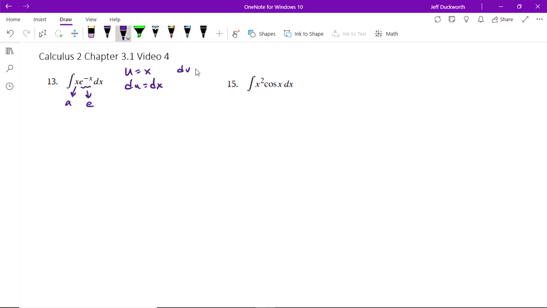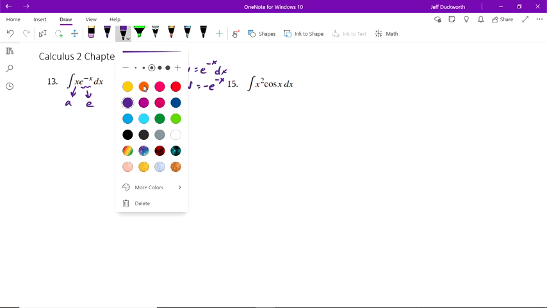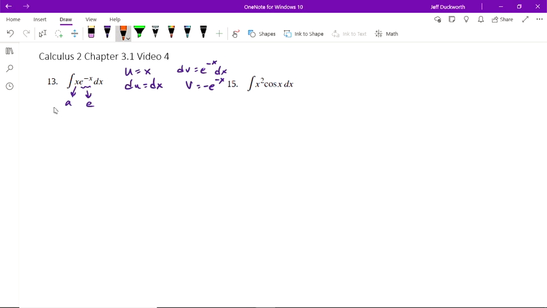And our dv is going to equal e to the negative x dx, which means our v is negative e to the negative x. I'm sure you've done an integral of e to the negative x in Calculus 1. All right, so let's solve this guy.